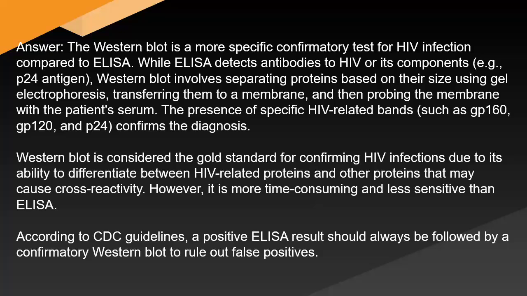Western blot is considered the gold standard for confirming HIV infections due to its ability to differentiate between HIV-related proteins and other proteins that may cause cross-reactivity. However, it is more time-consuming and less sensitive than ELISA. According to CDC guidelines, a positive ELISA result should always be followed by a confirmatory Western blot to rule out false positives.